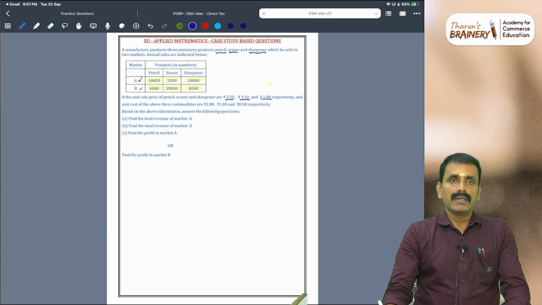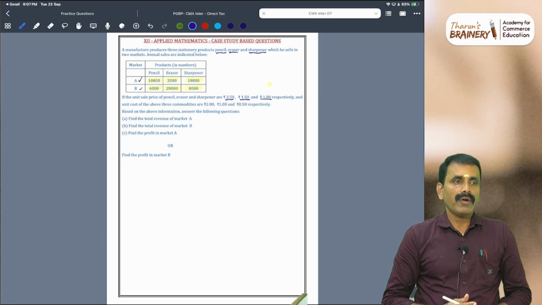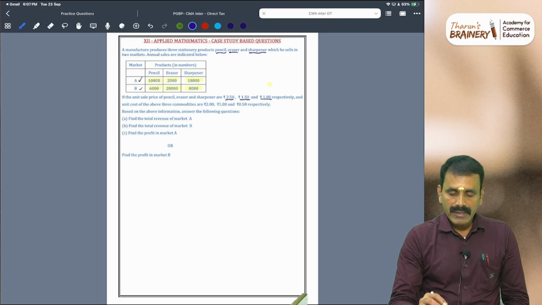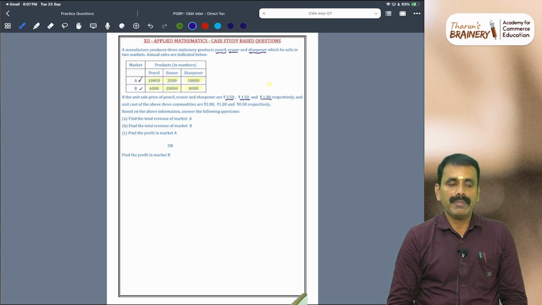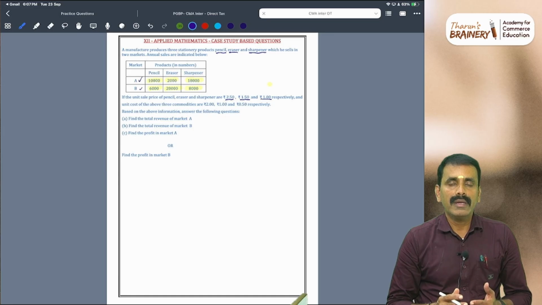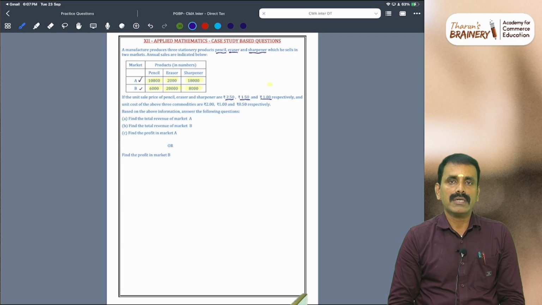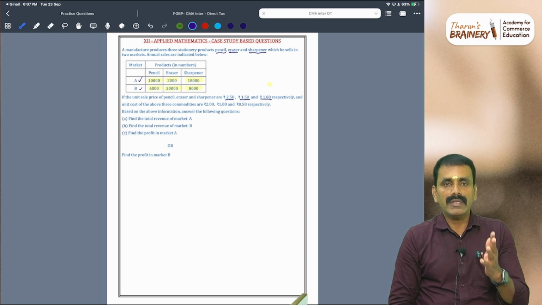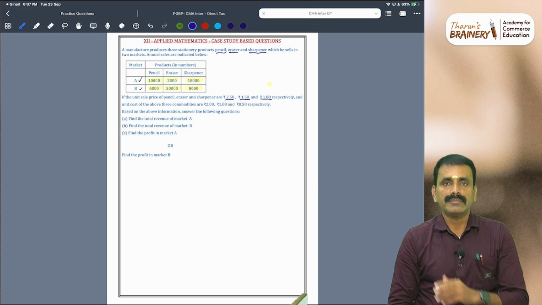Is it clear? Suppose I am going to sell 5 units of pencil, then how much will I earn? 5 into 2 rupees 50 paise. How much I will earn has to be found out by the number of units sold into the selling price of 1 unit. So, we have to multiply how many units of pencil sold with the selling price of pencil. Is it clear?